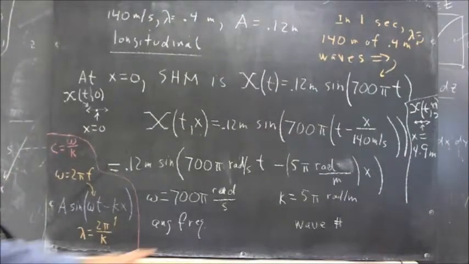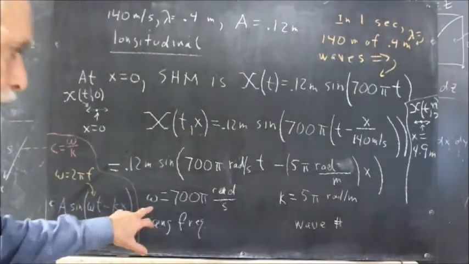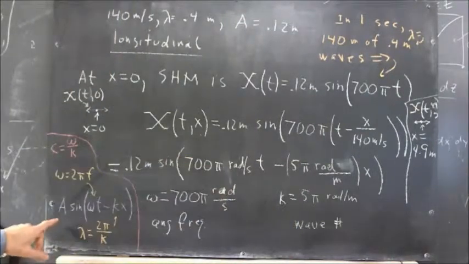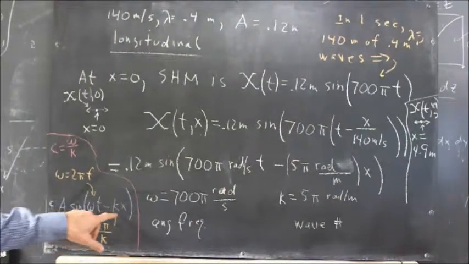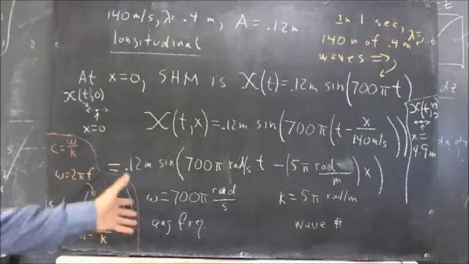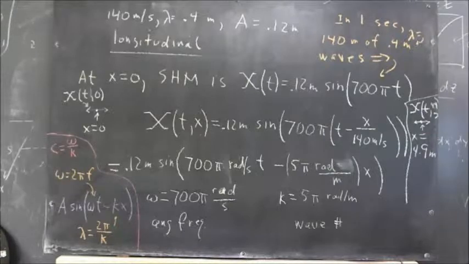Now, picking up on the idea of omega and k here, we can write our equation as A times the sine of quantity omega t minus kx. Incidentally, sometimes that could be written kx minus omega t. You'd have the same effect. You'd just have a little different phase relationship at the beginning.